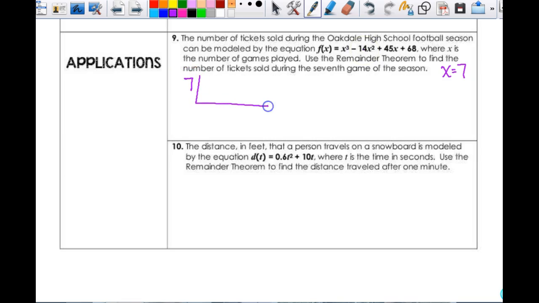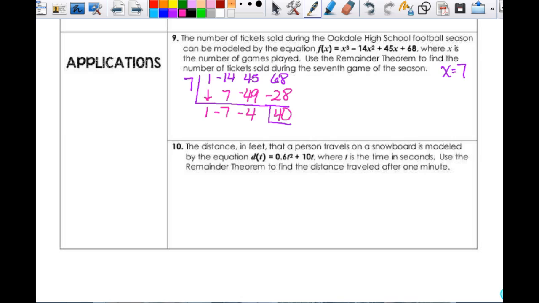So 7 divides into 1, negative 14, 45, 68. Okay. So bring this down. 1, 7, 9. Okay, so I got a remainder of 40. Is that what you got? What does that represent? Tickets, okay?